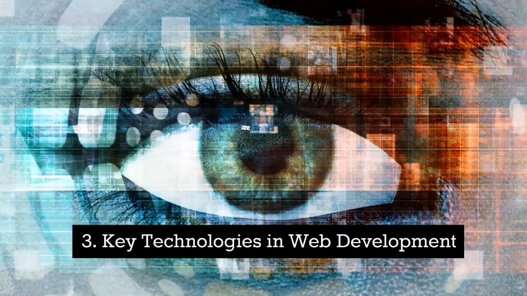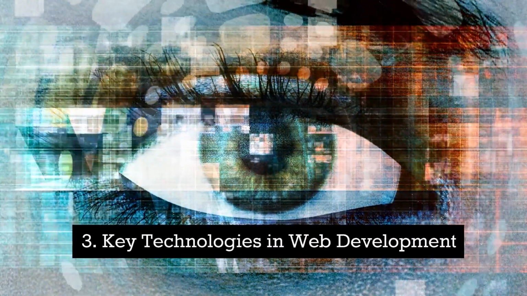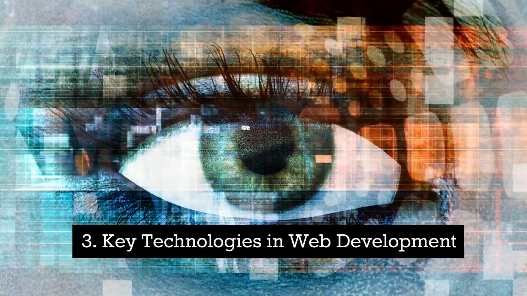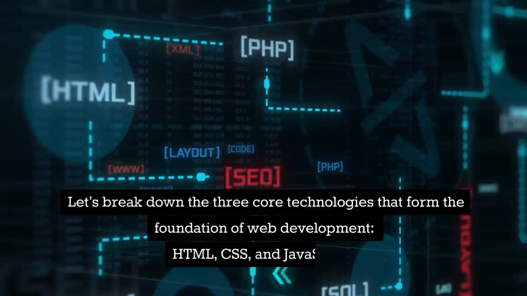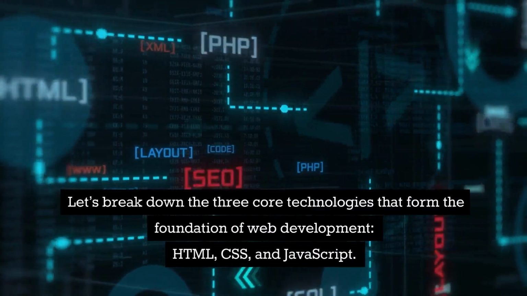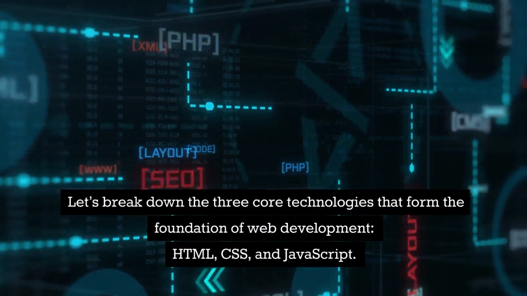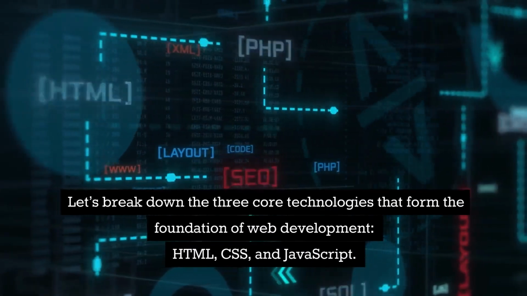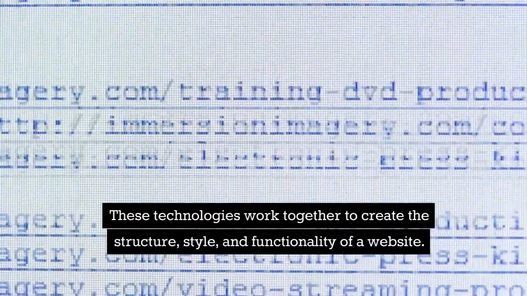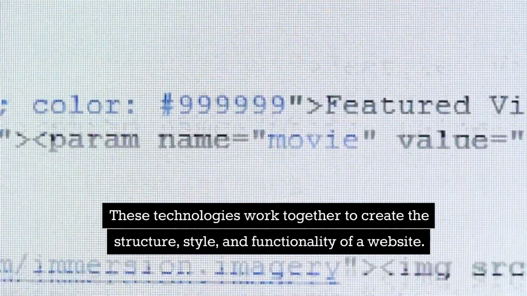Now let's understand the key technologies in web development. Now let's break down the three core technologies that form the foundation of web development: the HTML, CSS, and JavaScript. These technologies work together to create the structure, style, and functionality of a website.